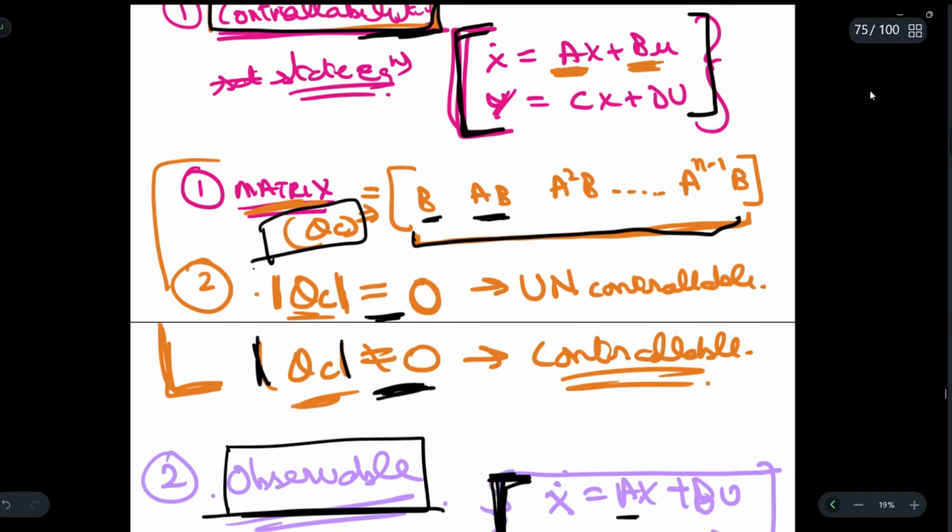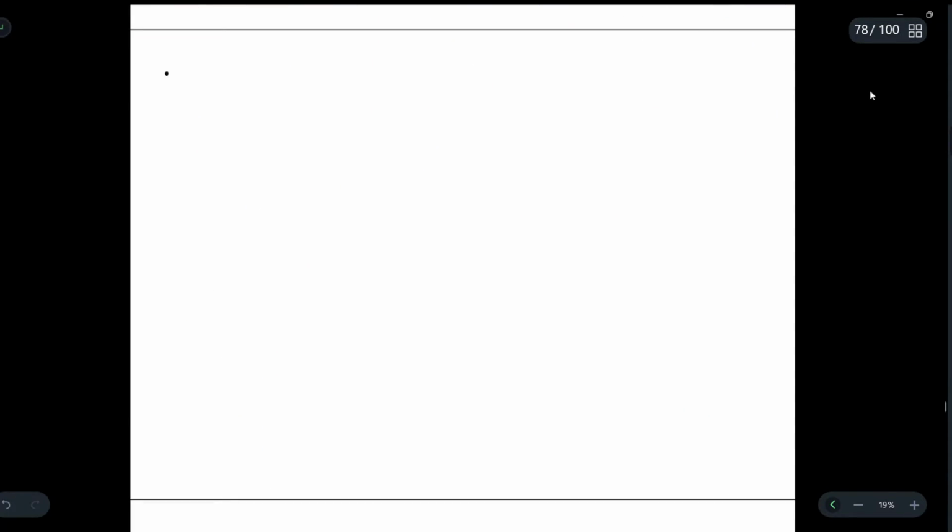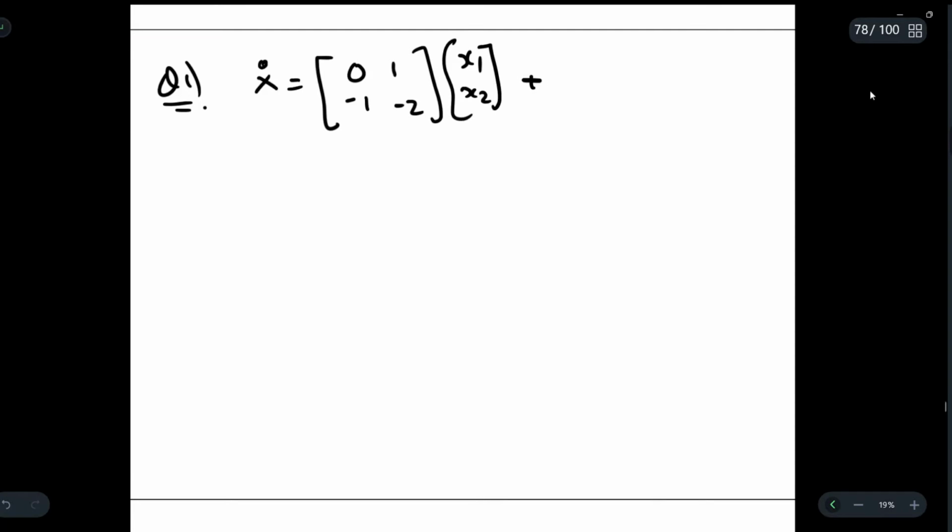So now let us come to a question. Let us try to do a question first. Question number 1. Suppose we are given the state space model: x dot is equal to [0, 1; -1, -2] times [x1, x2] plus [1; -1] u. And we are given the output y as [1, 1] x.